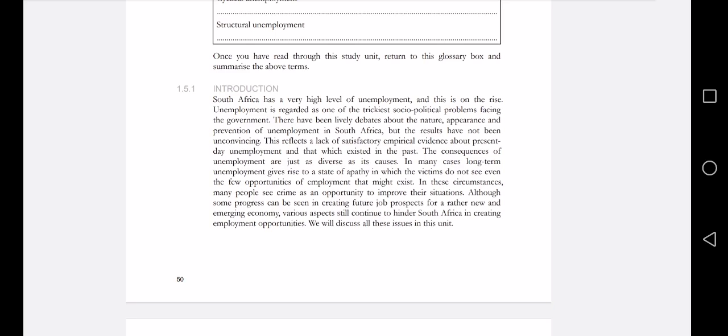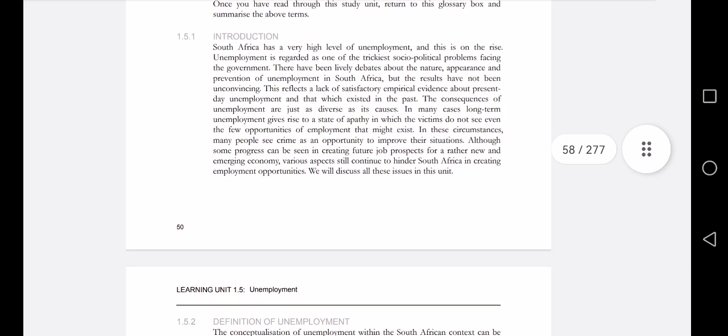Introduction. South Africa has a very high level of unemployment, and this is on the rise. Unemployment is regarded as one of the trickiest social political problems facing the government. There have been lively debates about the nature and appearance and prevention of unemployment in South Africa, but the results have not been convincing. This reflects a lack of satisfactory empirical evidence about present-day unemployment and that which existed in the past.